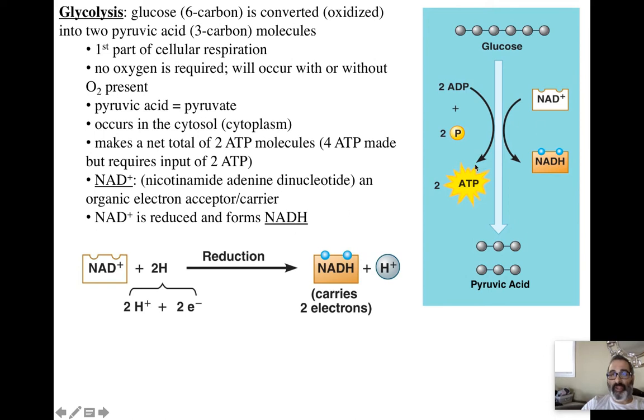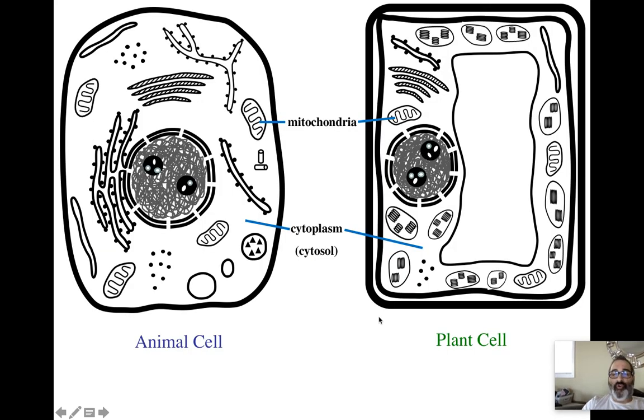So let's talk about this again. Glucose is oxidized, so an oxidation goes with the reduction. NAD+ gets reduced as it adds hydrogens and electrons. This is showing you the locations. The mitochondria is where the next part of cellular respiration, aerobic respiration, could take place, but not glycolysis. Glycolysis happens in the cytoplasm, the cytosol. That's where it takes place.